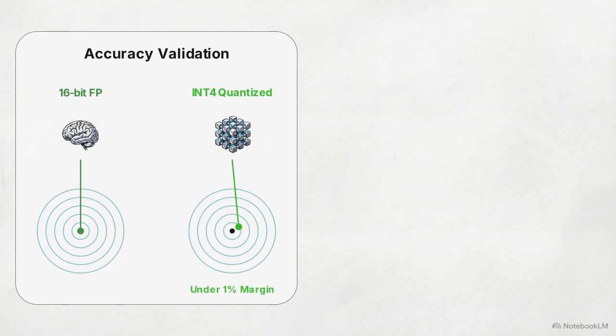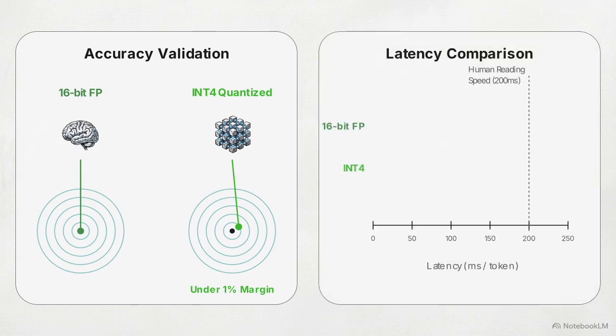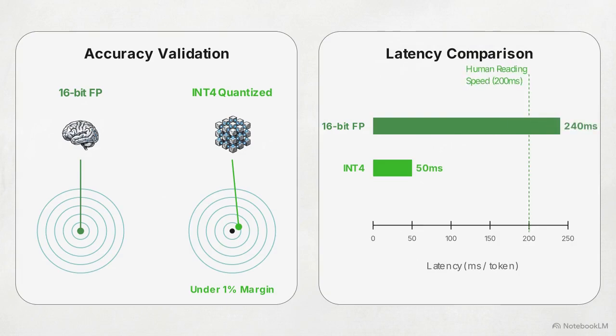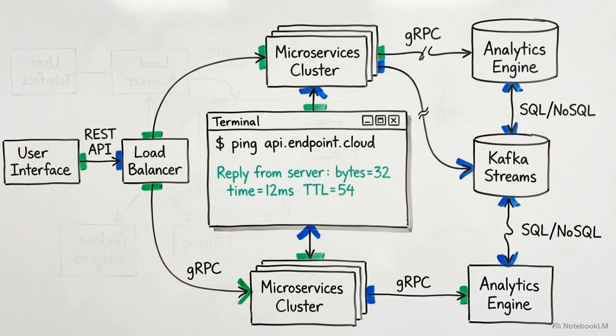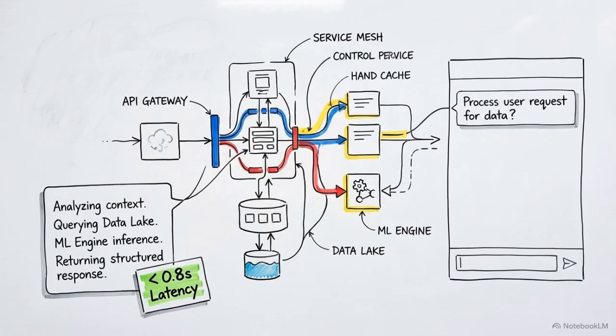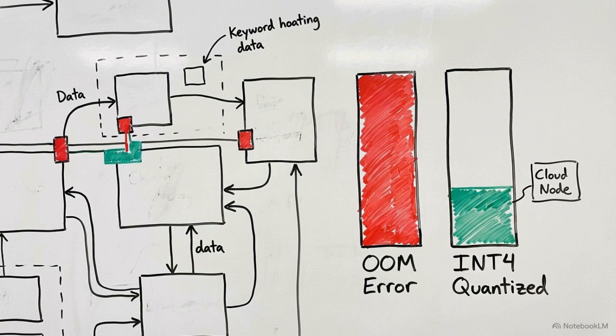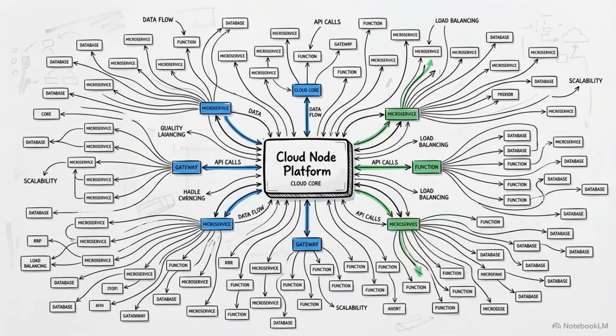This chart compares the generation latency of a standard 16-bit model against an INT4 quantized model. The INT4 model easily hits the 20 to 80 millisecond target, which is significantly faster than the average human reading speed of 200 milliseconds per token. With the model optimized, we send a test ping to our newly live inference endpoint to verify the connection. Our metric for a successful deployment is receiving a grounded, coherent text response back from the server in under 1 second. Solving the memory bottleneck through quantization is the dividing line. It turns an expensive local experiment into a scalable, production-ready cloud application.